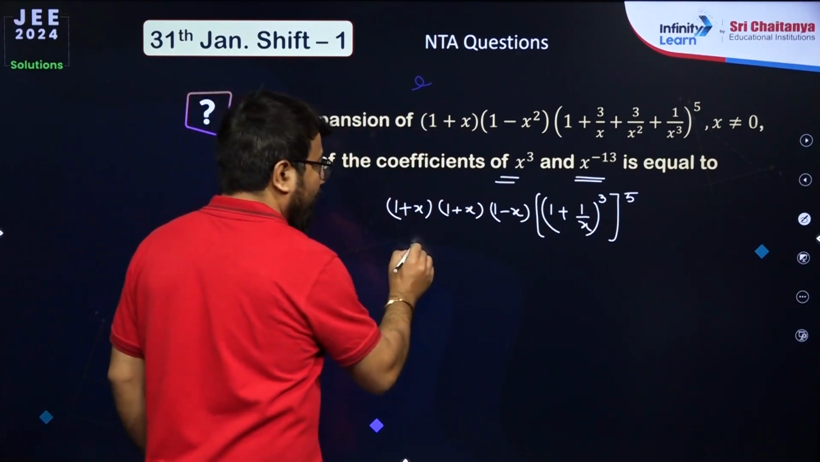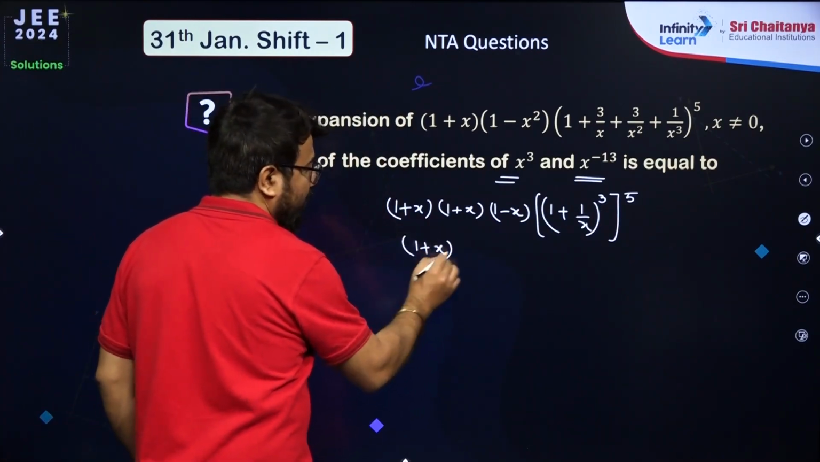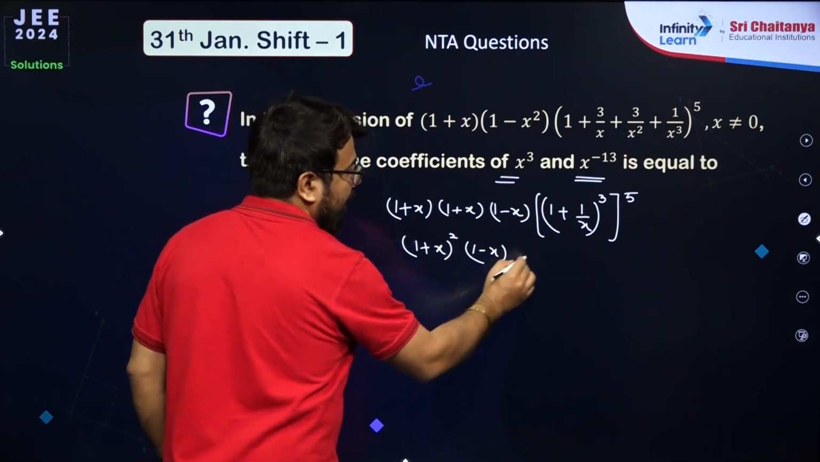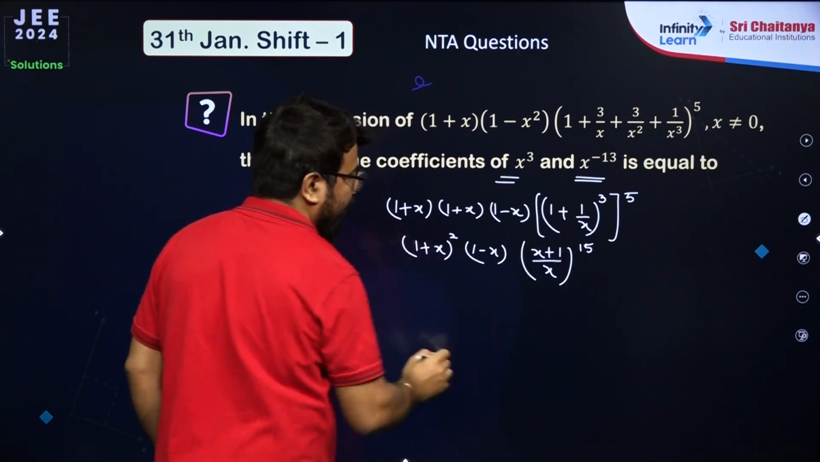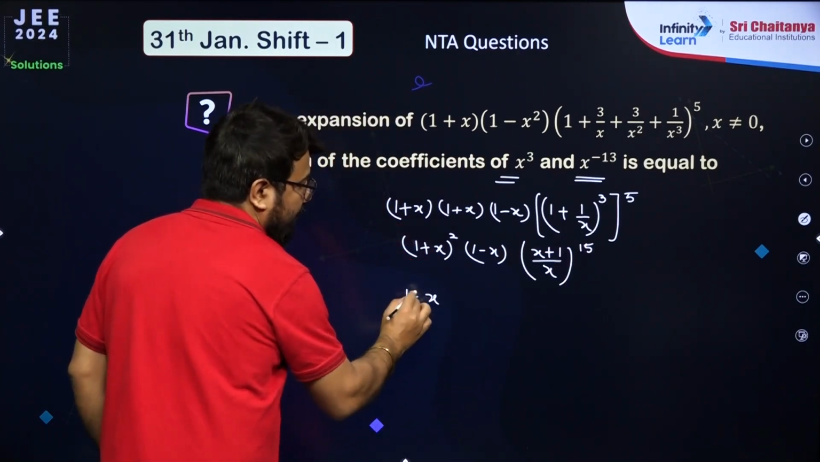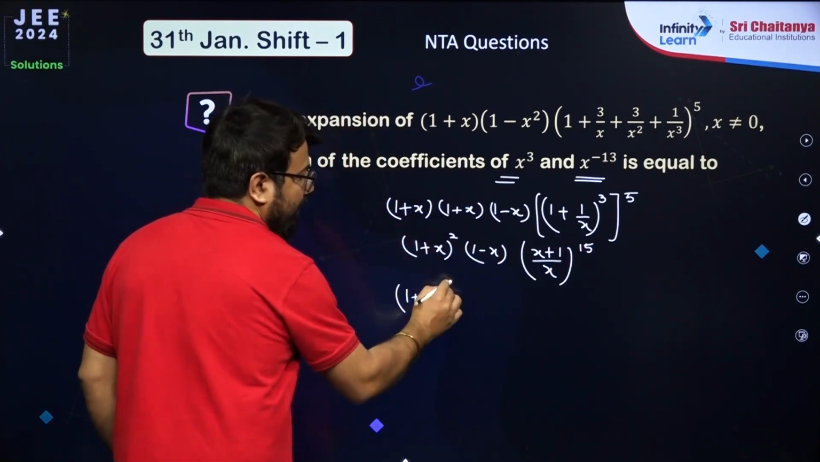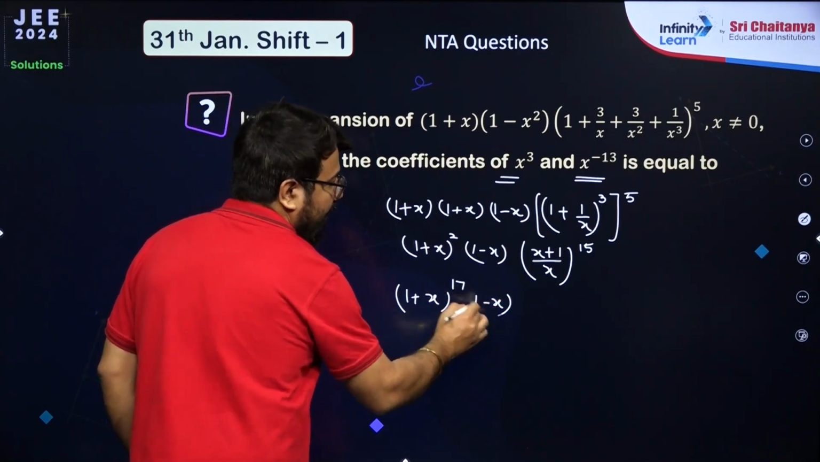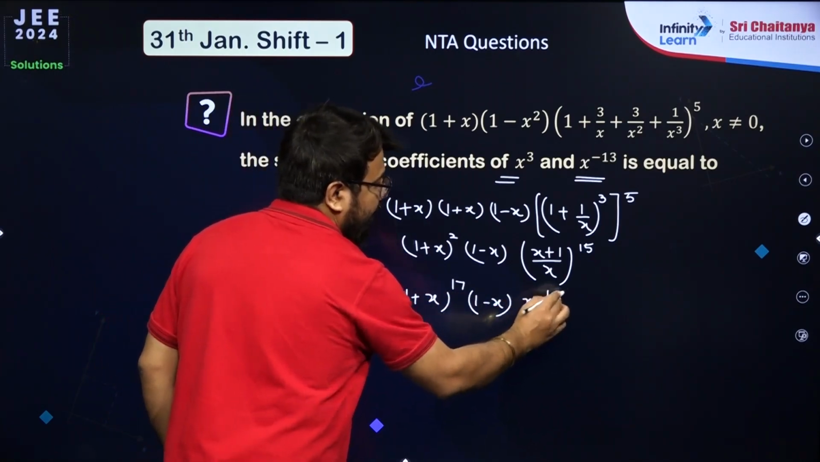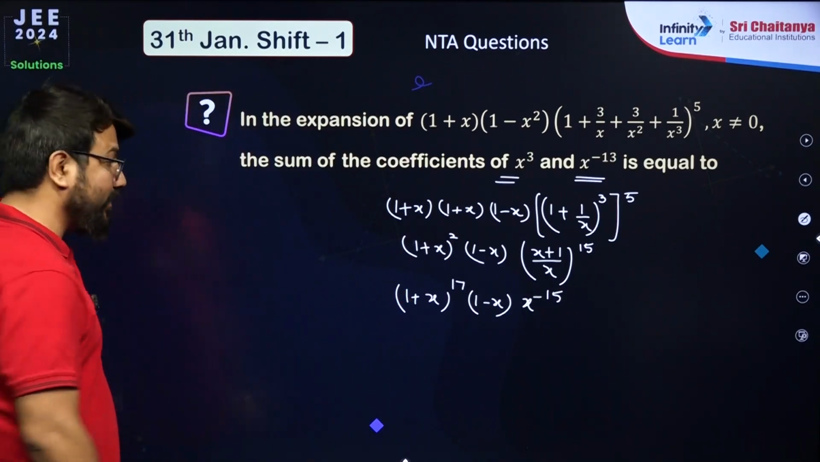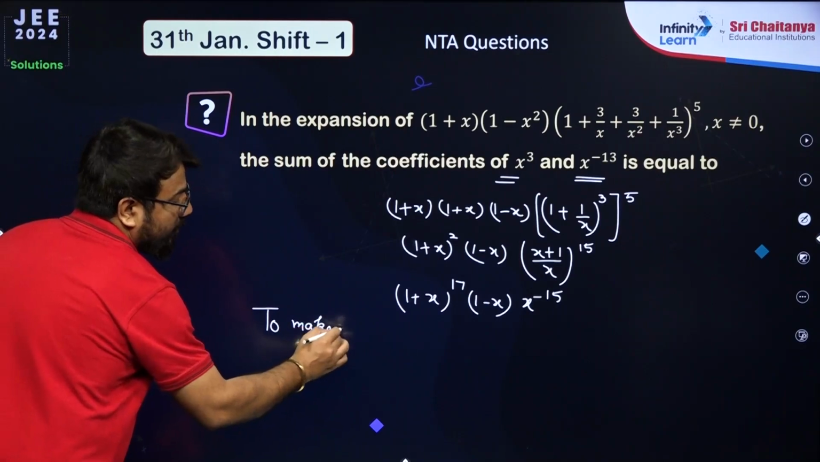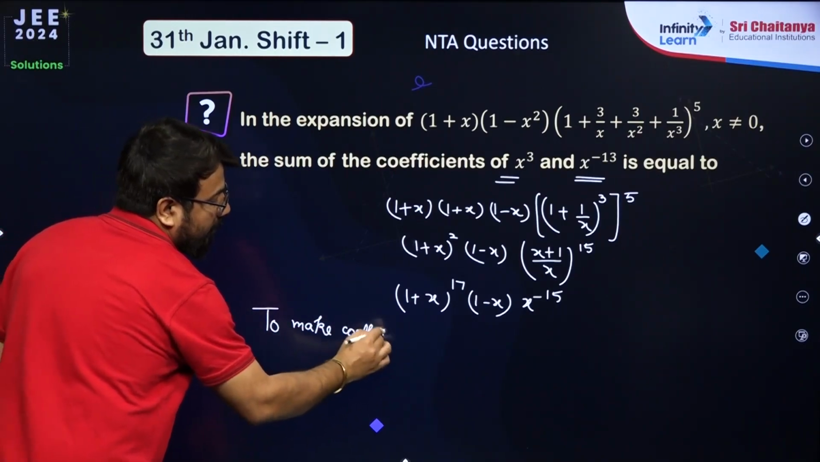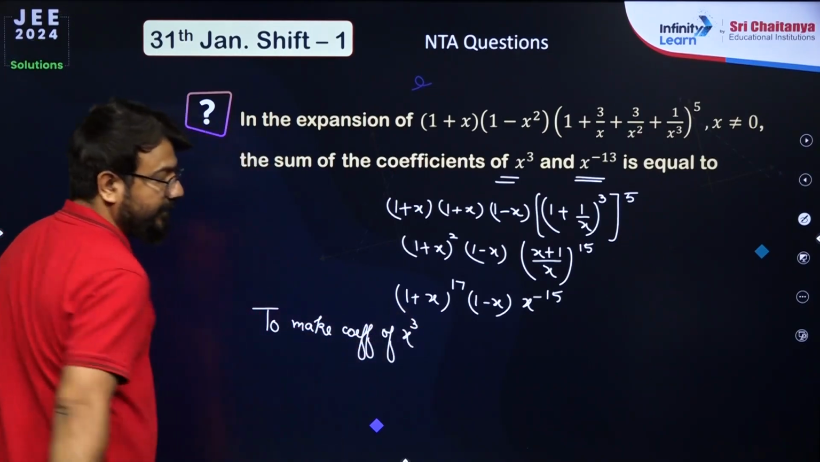Now, if I talk about taking the LCM, so (1 plus x) whole square, (1 minus x). After taking the LCM, it is ((x plus 1) over x) raised to the power 15. So (1 plus x) raised to the power 15 and 2 will become 17, (1 minus x) and x raised to the power minus 15. Now to make the coefficient of x cube, to get the coefficient of x cube.